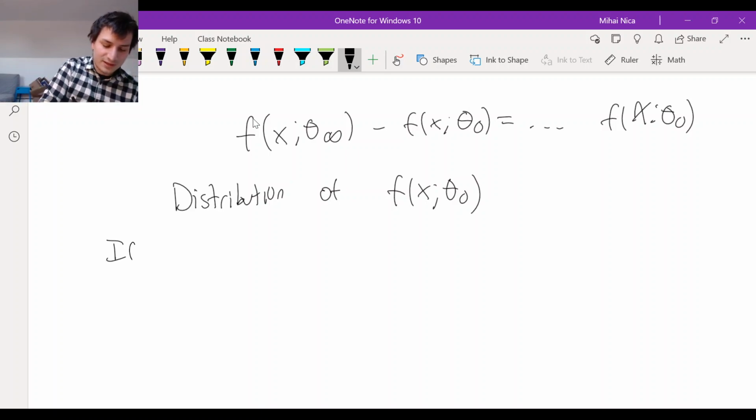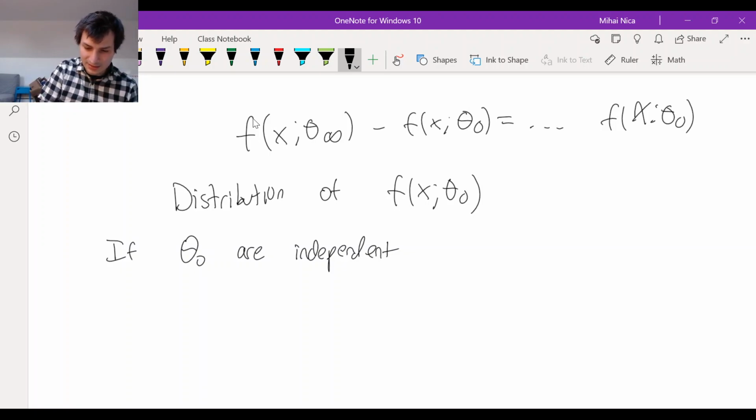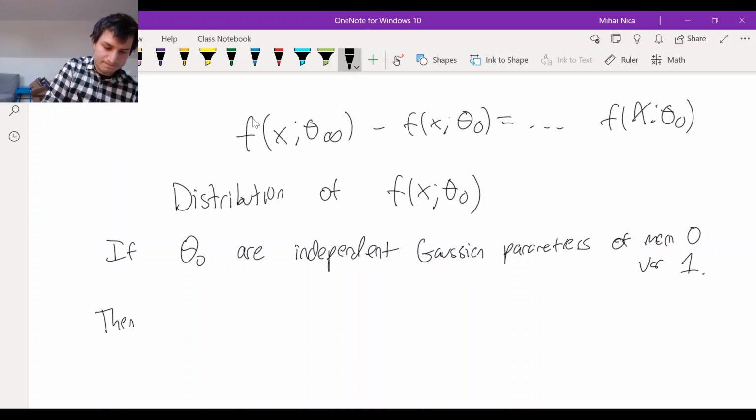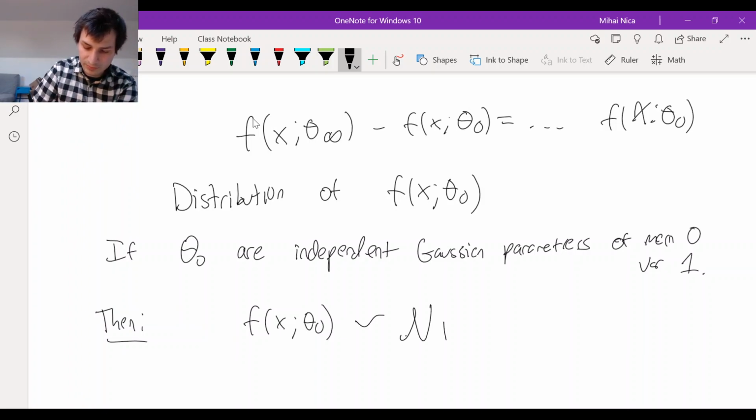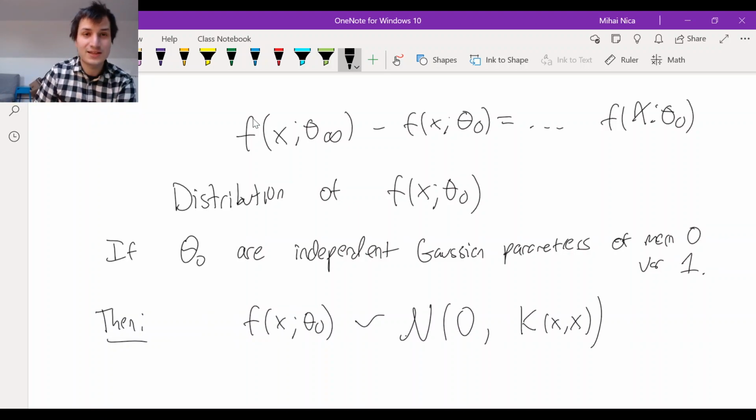So if theta 0 are independent Gaussian parameters of mean 0 and variance 1, then for any fixed value of x, f of x theta 0 will also be Gaussian. It'll be Gaussian with mean 0, and the variance will be k of x. So that's for a single point.